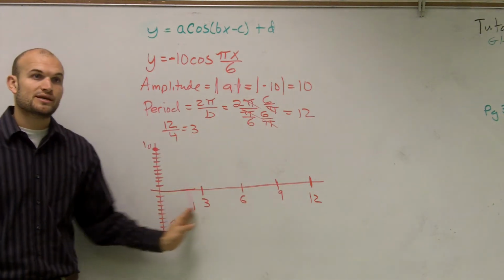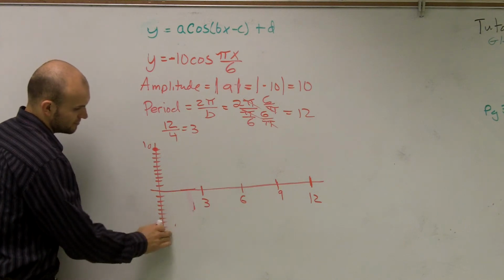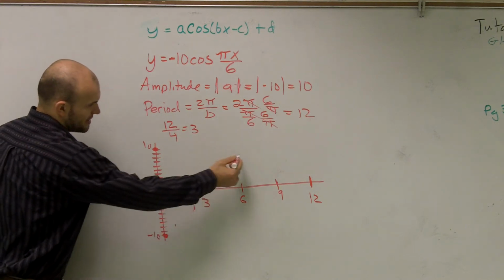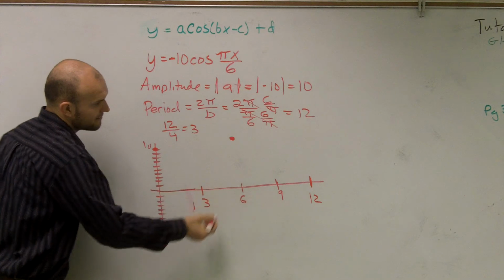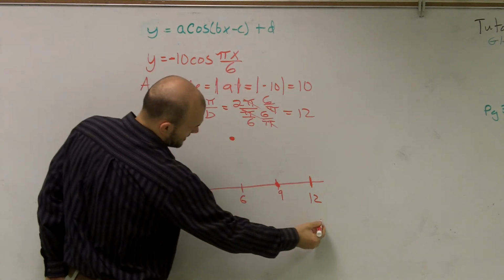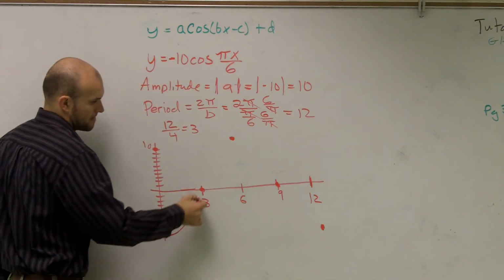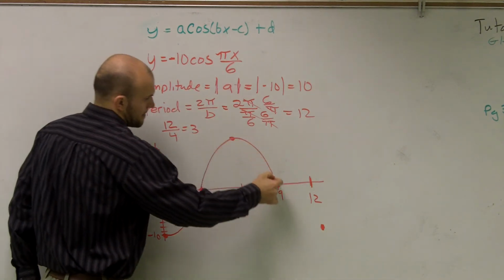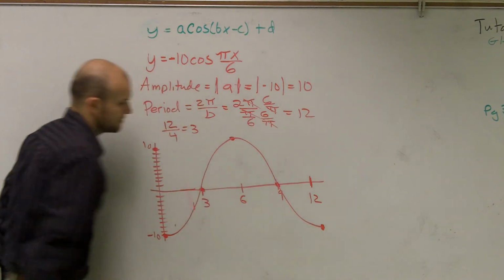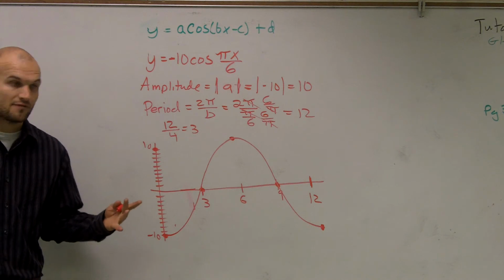We need to make sure there's 4 important points, because the cosine graph is going to have its minimum point here, its intercept, and the end of the period down here. So remember what the graph looks like. So that would have been one cycle, or one period of the graph.